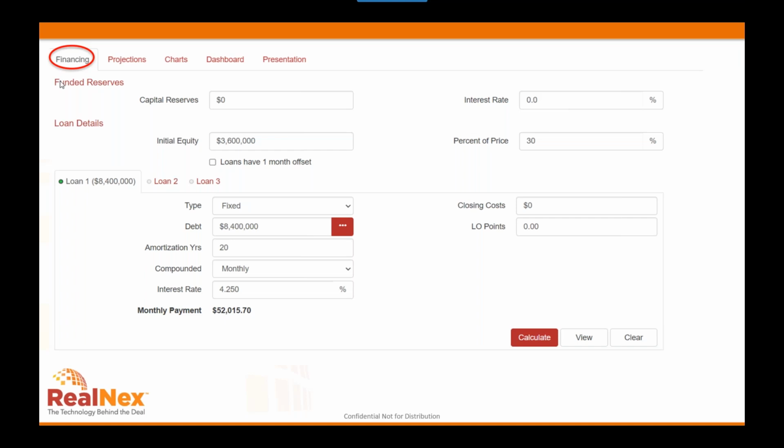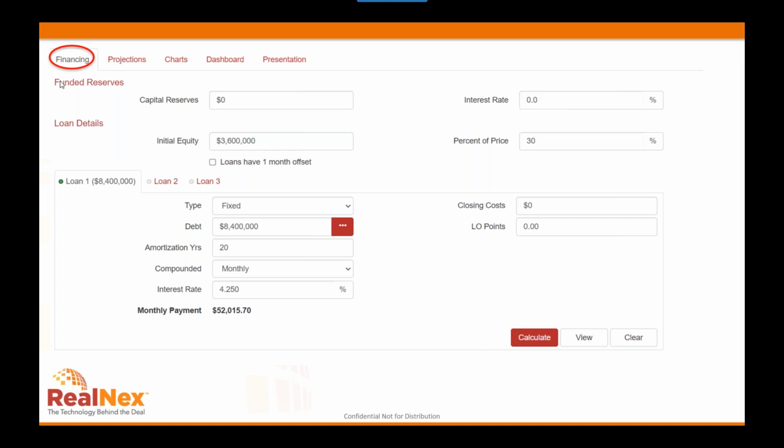Don't see that often. More so, it's just your regular financing you're getting on the property. You can see there's loan 1, loan 2, loan 3, so we allow up to 3 loans. So we're talking about loan 1 here, which is fixed rate, $8,400,000, 20-year amortization, monthly payments at an interest rate of 4.250%. And the program calculates what your monthly payment then will be on that loan.